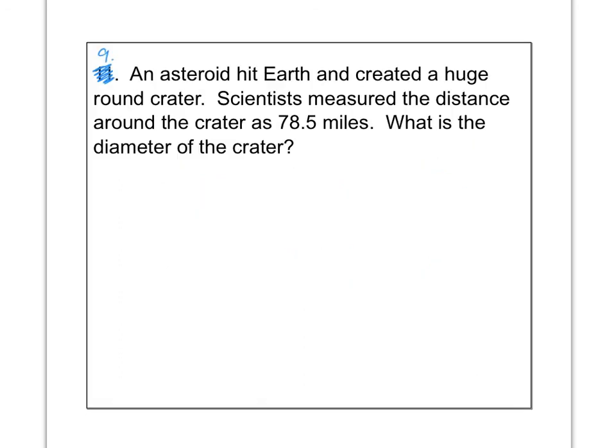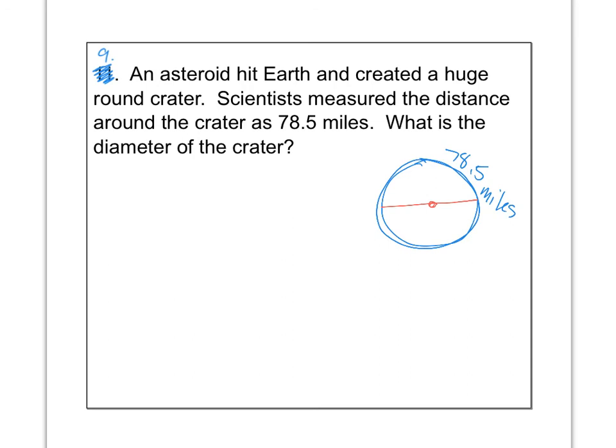Number 9, an asteroid hit Earth and created a huge round crater. The scientists measured the distance around the crater as 78.5 miles. What is the diameter of this crater? Holy smokes, this did some damage, you guys. The distance around the crater, so all the way around here, is going to be 78.5 miles. That's huge. Hopefully that never happens in Farmington, right? And we want to know what is the diameter. So we want to know what is the distance across that circle.